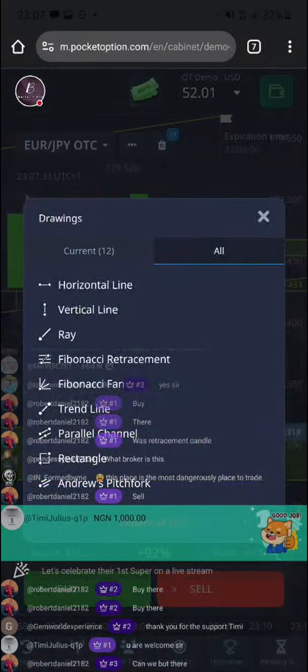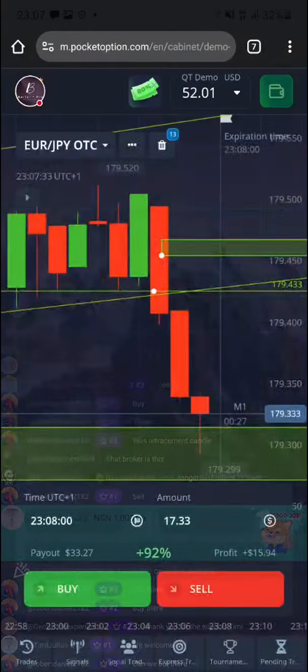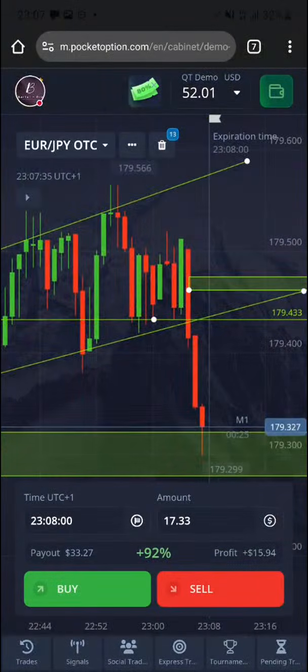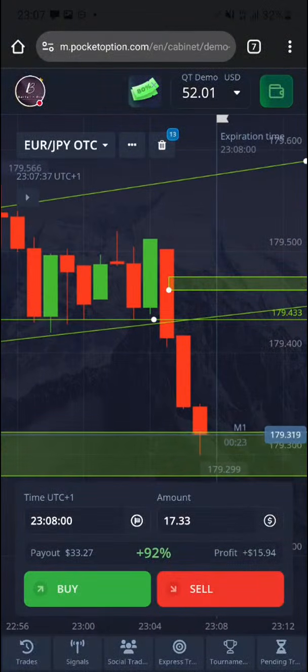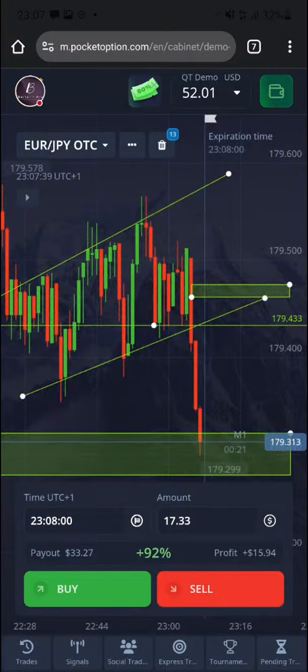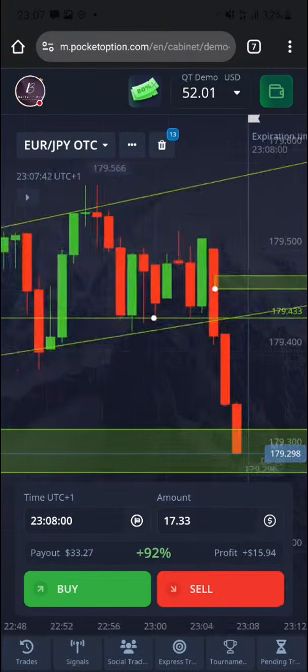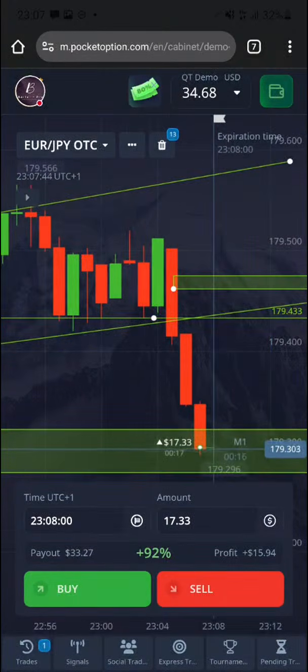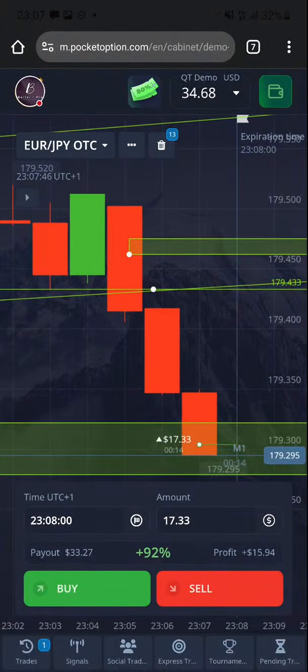Let me see. Can we buy there? Yes, you can buy here, but I need one more confirmation before we can actually buy. We're already in a demand area. Okay, under this round number will be a nice place. Oh, I didn't quite catch the round number, but under that round number would have been a better place. So let me see if it will pull back enough for us to win.